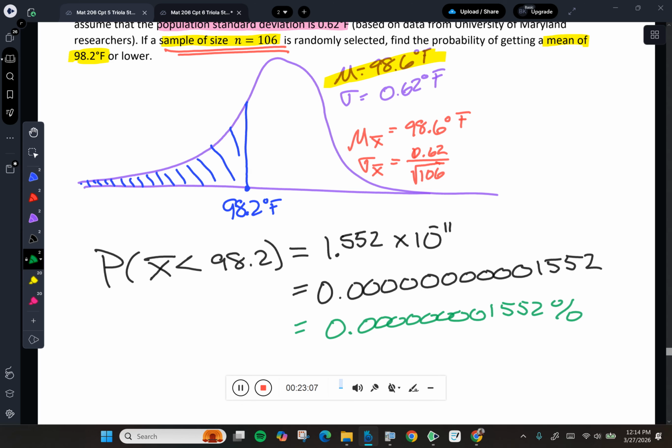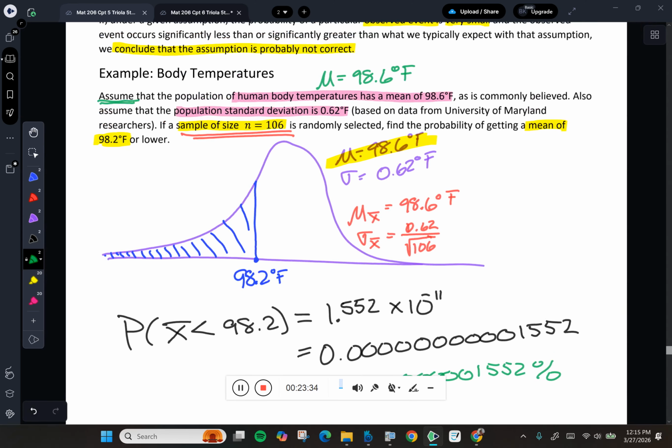Now, does this prove that 98.6 is wrong? No, it doesn't prove anything. Does it give us a lot of strong evidence to suggest that 98.6 might be wrong? Yeah. Does the data support 98.6 being the mean body temperature? No, the data does not support 98.6 being the mean body temperature. And this is how hypothesis testing will work.